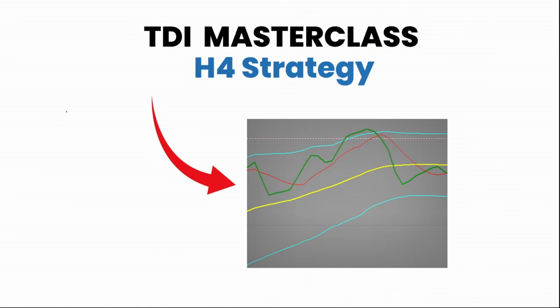The TDI indicator, or basically the Traders Dynamic Index, is a powerful indicator that shows market sentiment as well as volatility. In this video, we are going to define the TDI, then build a strategy that is highly accurate.